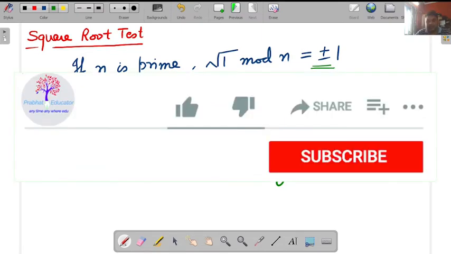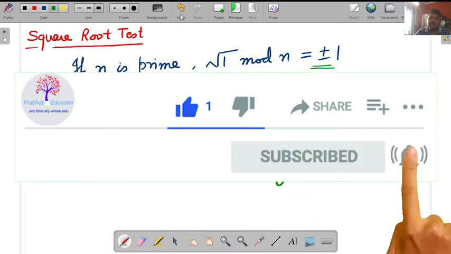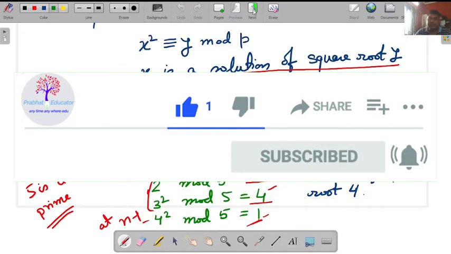Now let's check this with the help of some example. So move to some example.